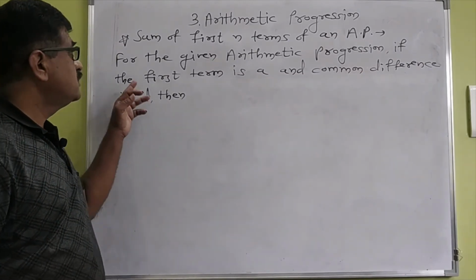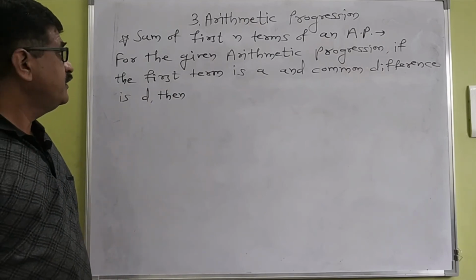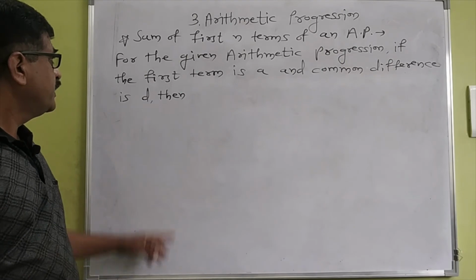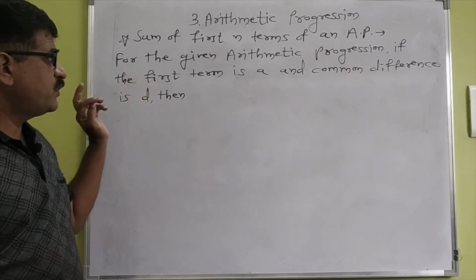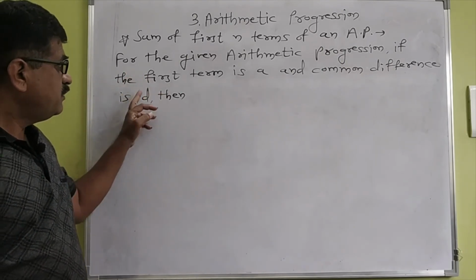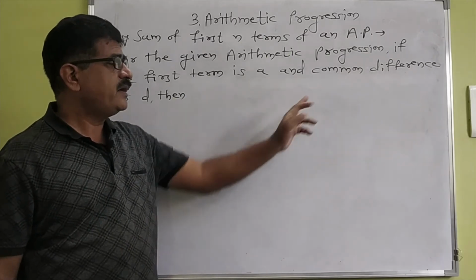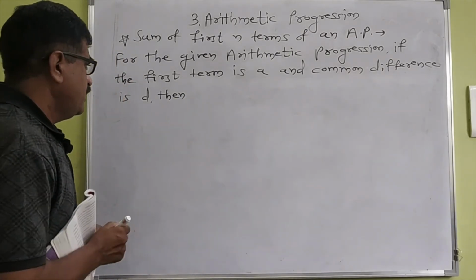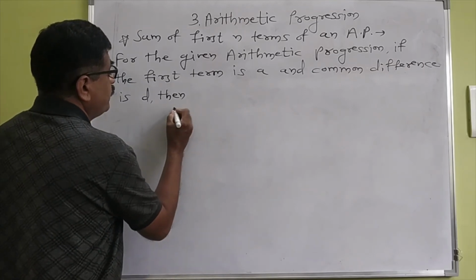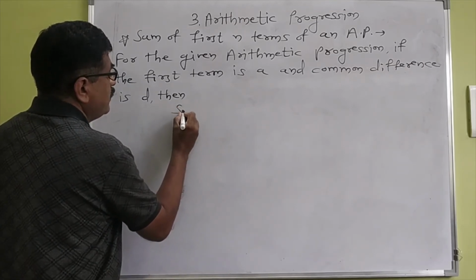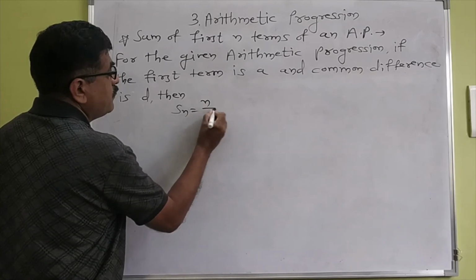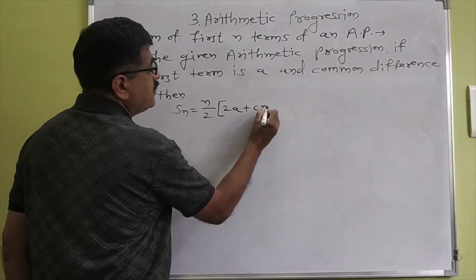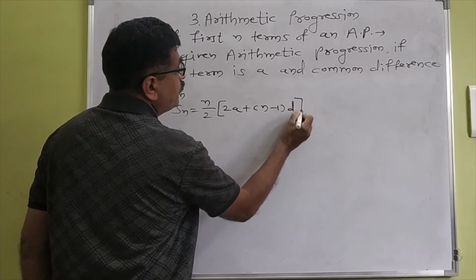Good morning, students. Today we see the next point: sum of the first n terms of an AP. For the given arithmetic progression, if the first term is a and the common difference is d, then the formula is Sn is equal to n upon 2 into bracket 2a plus (n minus 1) into d.